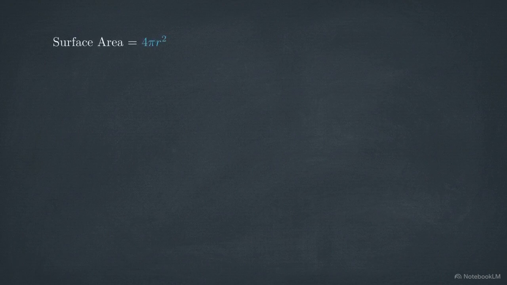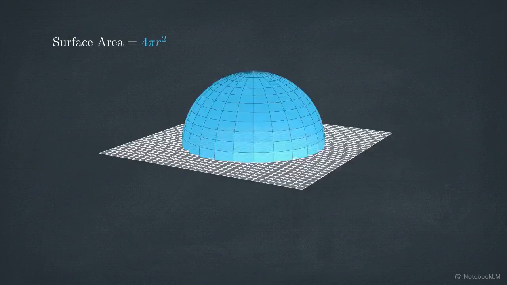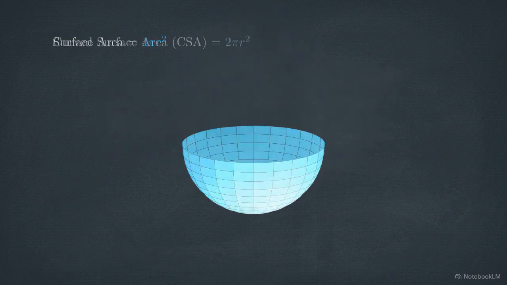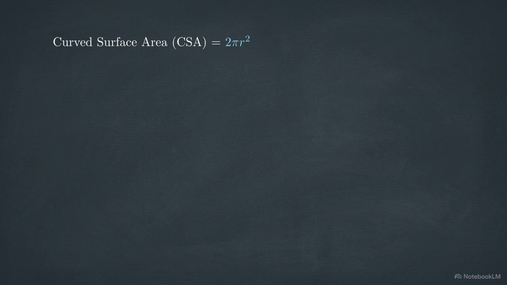Let's look at the sphere. Its total surface area is 4 pi r squared. Slice it exactly down the middle, and the curved bowl that remains is half of that original area, 2 pi r squared. That is your curved surface area.